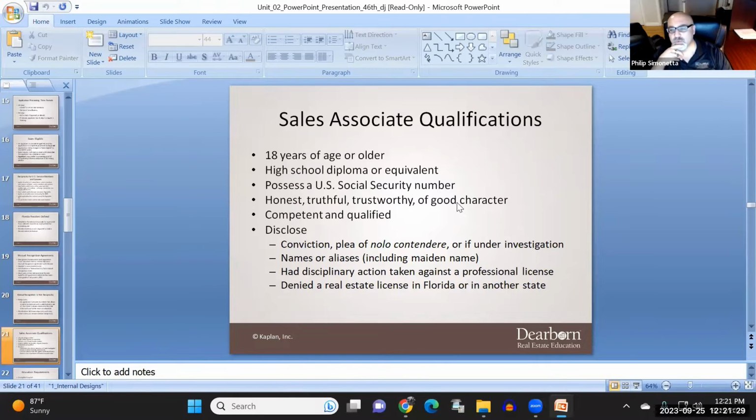So let's look at sales associate qualifications. What do you need to be a sales associate? You have to be 18 years or older, have a high school diploma or equivalent, and possess a social security number. You have to be honest, truthful, trustworthy, and of good character. You have to be competent and qualified. You must disclose any convictions, pleas of no contest, or investigations you know of. You must disclose names or aliases, like maiden names, any disciplinary action against a professional license in any state, and any denial of a real estate license in Florida or another state.